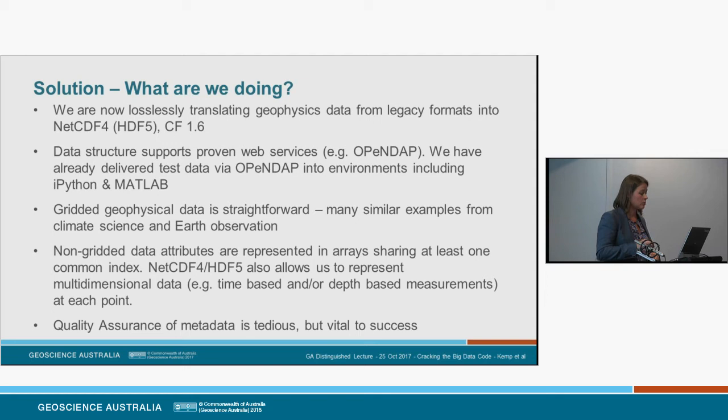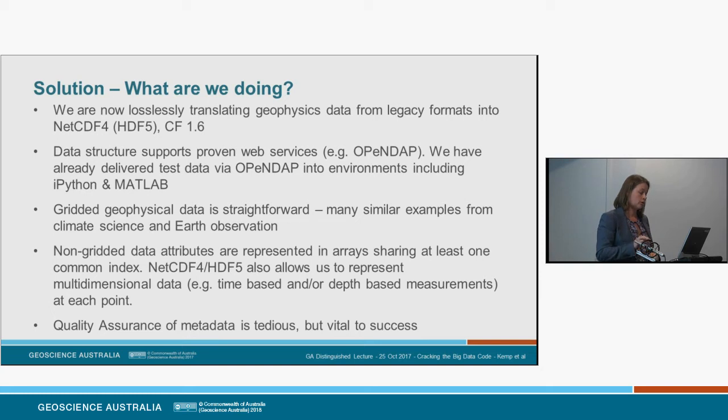The gridded geophysical data was really straightforward. Many similar examples from climate science and Earth observation, so we went with the gridded data first. Non-gridded data, which is the line data or the point data, the data attributes are represented in arrays sharing at least one common index, and NetCDF4 HDF5 also allows us to represent multi-dimensional data. So we could actually have time-based data sets like airborne EM, which has multiple time-based windows for the one geographical location.